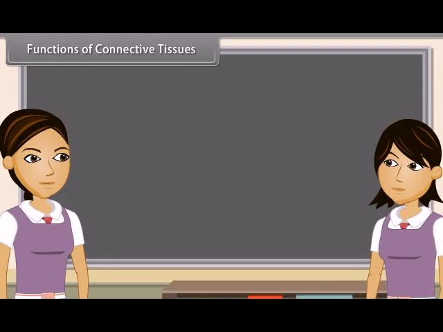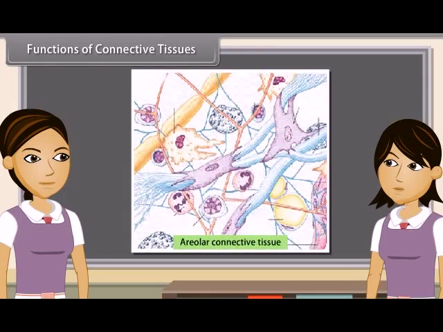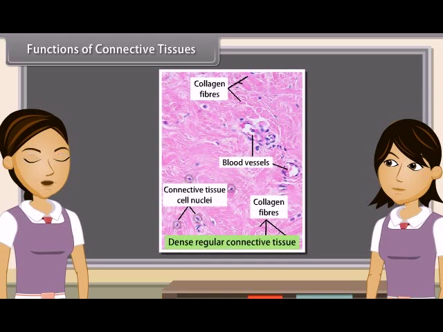Functions of connective tissues. Areolar connective tissue is supporting and packaging tissue between organs lying in the body cavity. It repairs the tissues after an injury, fights toxins, and fixes skin to underlying muscles. Dense regular connective tissue strengthens the joints and permits normal movement. Do you know, Madhuri, a sprain is caused by excessive pulling of ligaments.